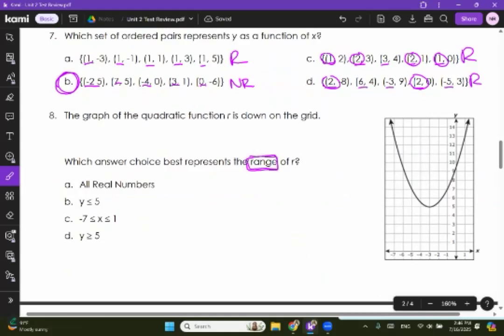Which answer best represents the range? First of all, you know that range is a y, so you can automatically get rid of answer choice C. That should be your first thing to check. Negative infinity to positive infinity. Positive infinity to positive infinity. And this one is -3, 5.